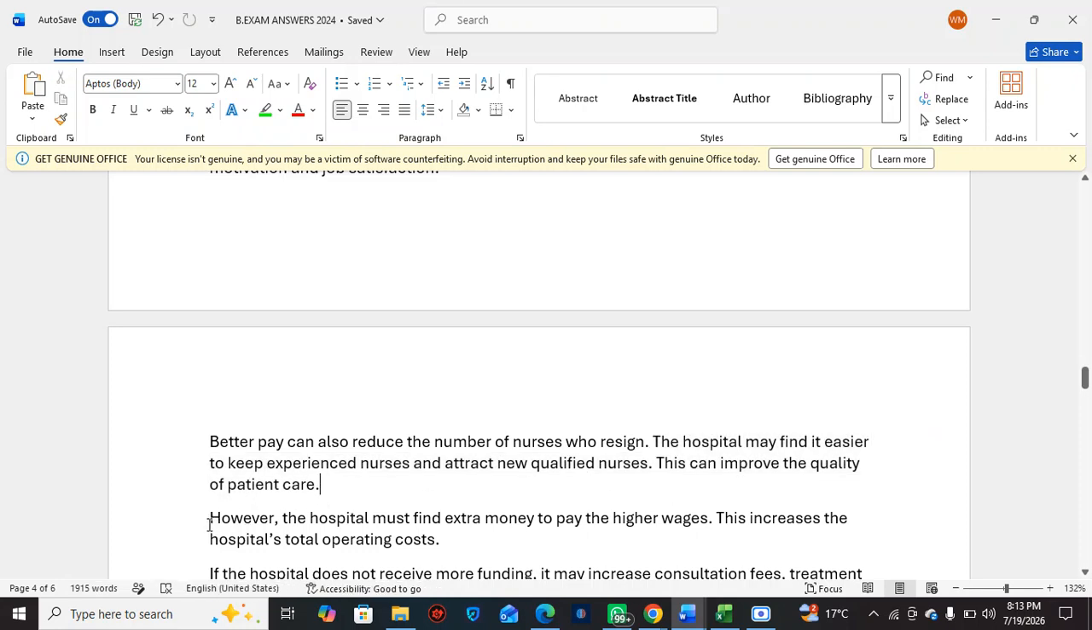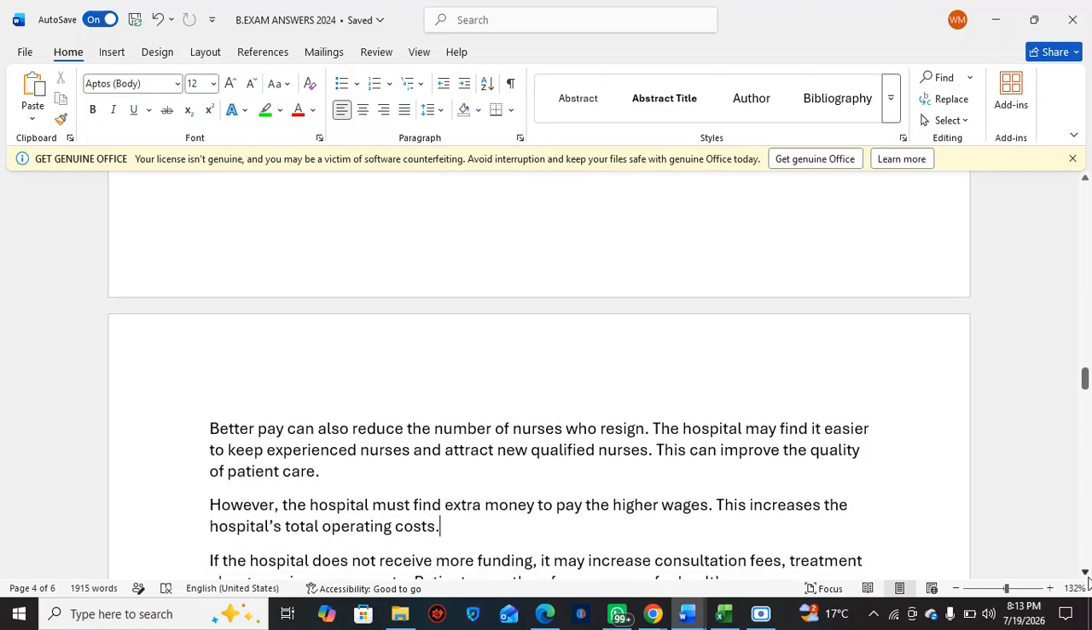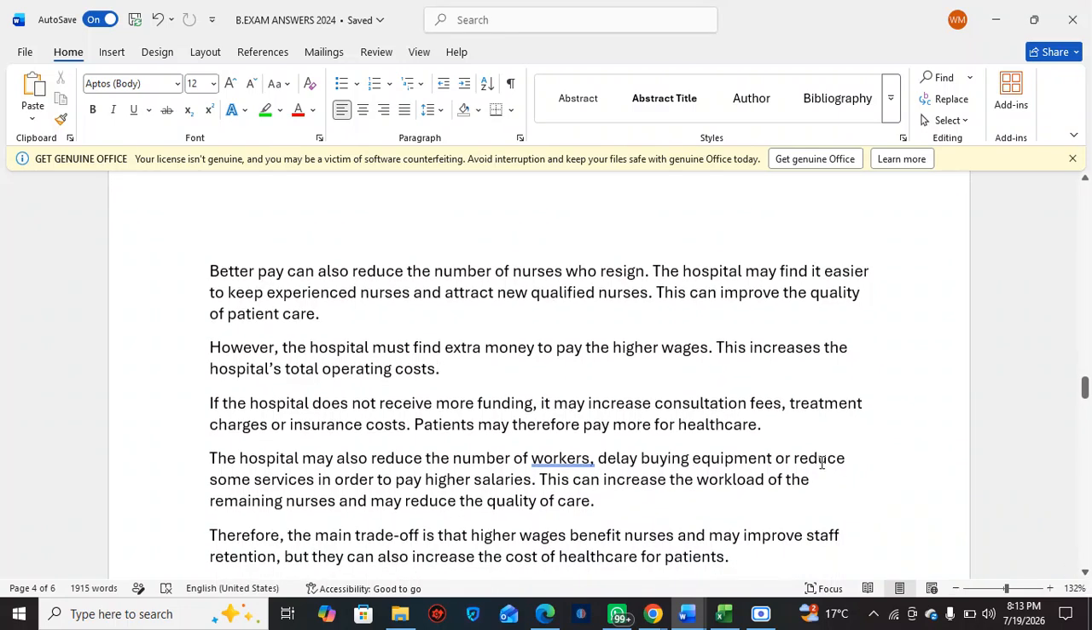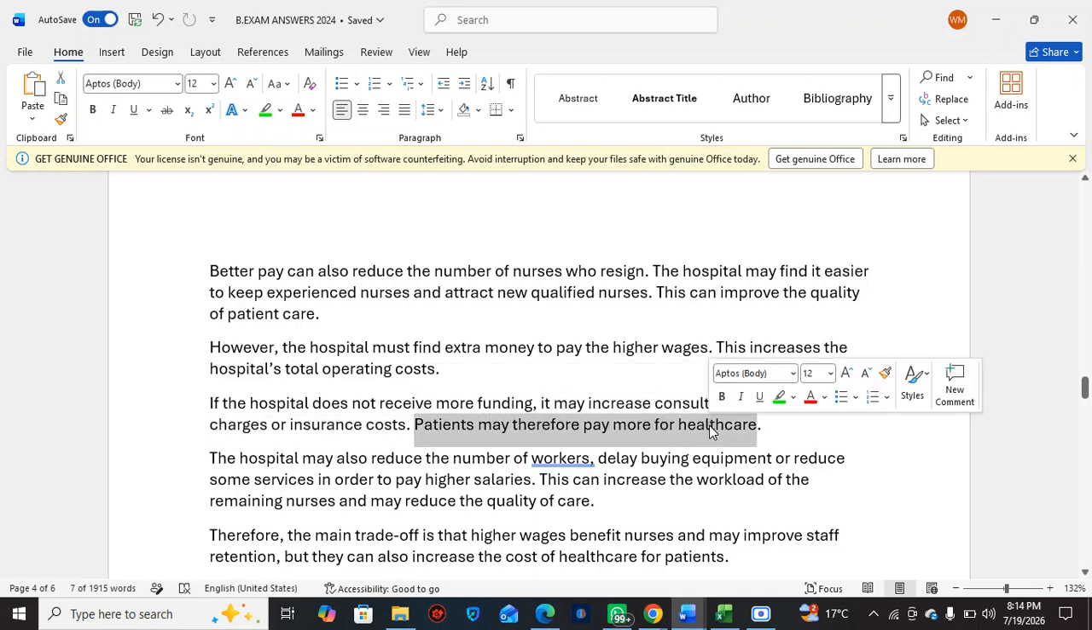However, the hospital must find extra money to pay the higher wages. This increases the hospital's total operating costs now. If the hospital does not receive more funding, it may increase consultation fees, as we've seen, treatment charges, or insurance costs. Patients may therefore pay more for the health care. As I said earlier in my example, you find consultation going from 150 kwacha to 500 kwacha.